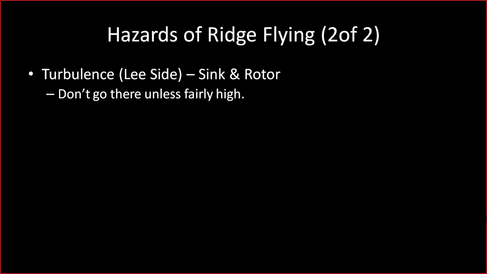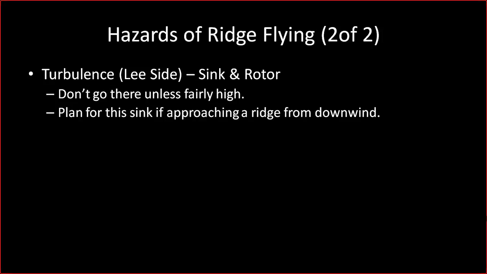The lee side is worse. You generally don't want to be there. The downwind side of the ridge will have air going back down, sinking, and often enough, depending on the shape of the backside of the ridge, there will be a rotor there if you get low, just below the ridge height. Basically, don't go there unless you're pretty high.